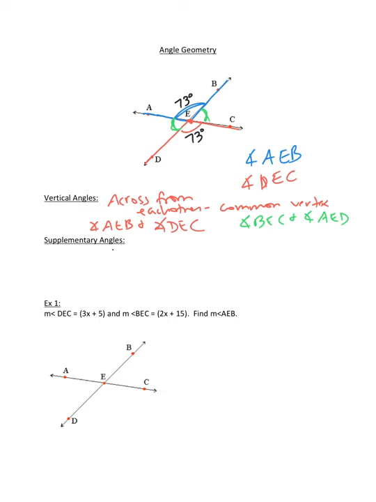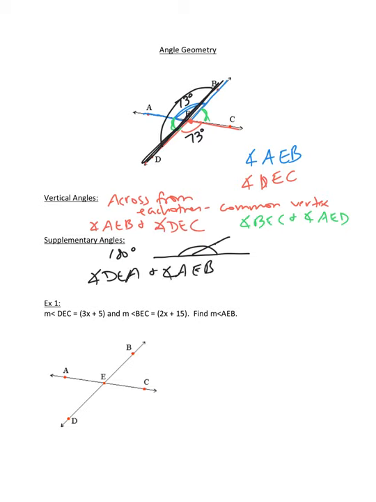Supplementary angles, if you remember, are angles that add up to 180 degrees. What that looks like is a straight line. So if you have two angles divided up into two sections, the sum of them is 180. That makes them supplementary. They'll look like a straight line. So if you look at the diagram, I'm highlighting in black this line, these two angles together, DEA and AEB. Angle DEA and angle AEB together form a straight line.